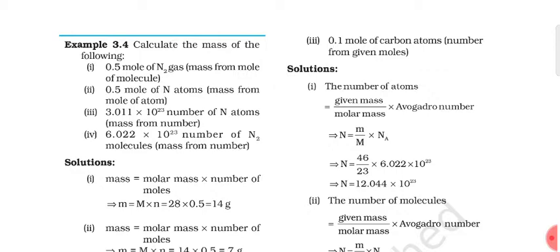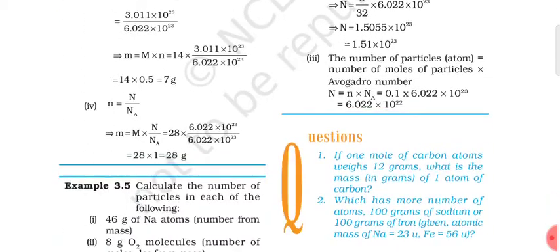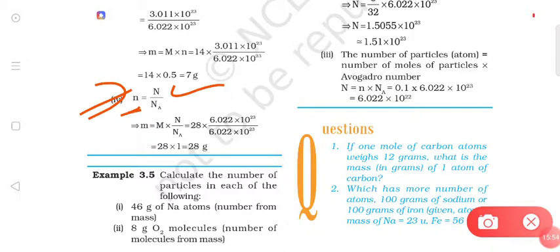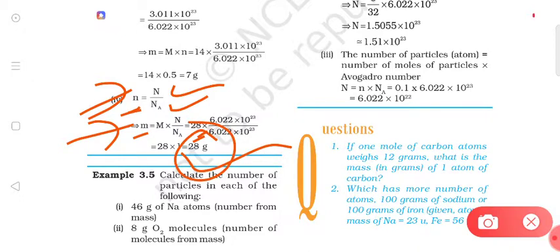6.022 into 10 to the 23 number of nitrogen molecules, and we have to calculate the mass. We know that this much number is 1 mole of nitrogen molecules, so the molar mass will become the total mass of the substance, right? Once again, let's look at this. First of all, we will calculate the number of moles from the total number of molecules divided by Avogadro's number, right? And we will calculate the mass by using this formula. Molar mass into capital N upon Na, right? So we will put this value and we will get 28 gram, right?